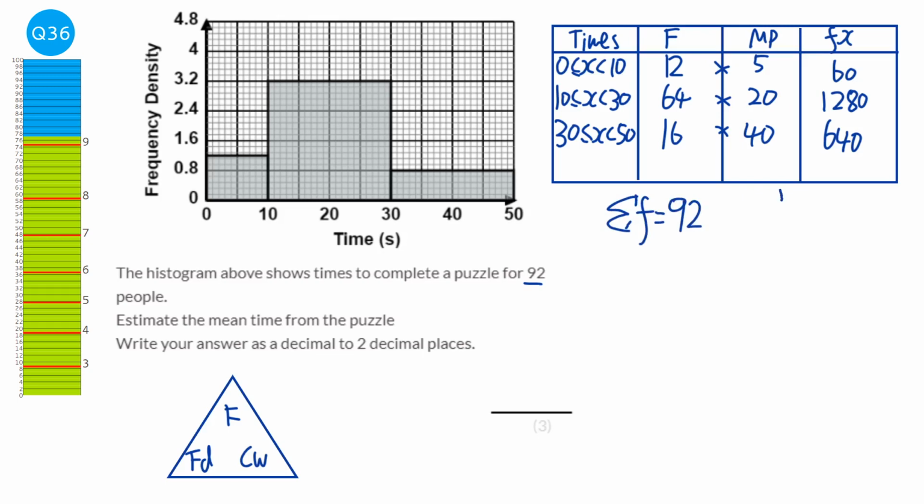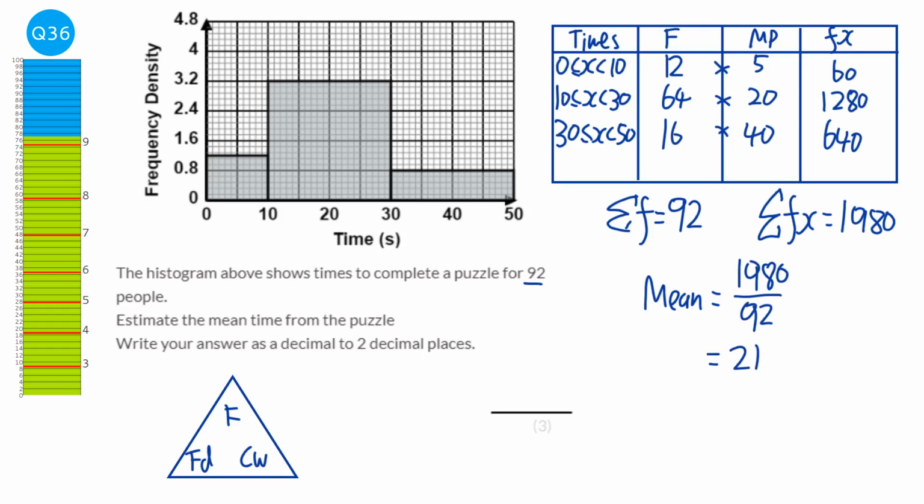Okay, so let's do the sum of the fx by adding up these numbers here, and you get 1980. So to find the mean, we do the sum of fx over the sum of the frequencies, and that will give us 21.521 blah blah blah, and 2 decimal places, which is what the question asks for.